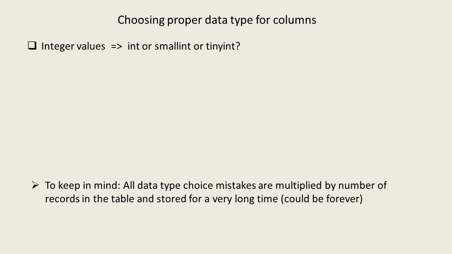Now, in databases, the situation is very different. First of all, we need to take into account that any mistake we make will be multiplied by the number of records in our table. So if our table has something like 100 million records, then allocating 1 byte or 4 bytes for a certain column will make a very big difference because it will result in very different space used on the hard drive.